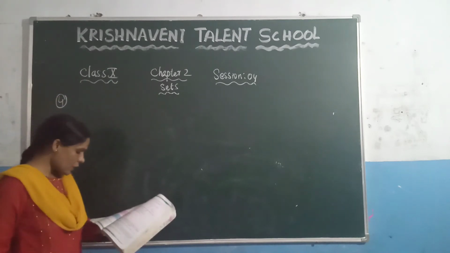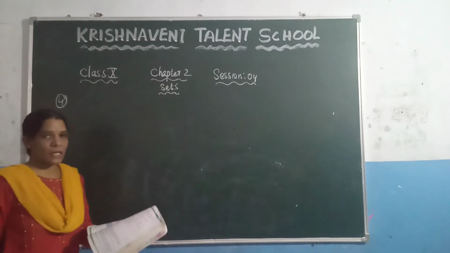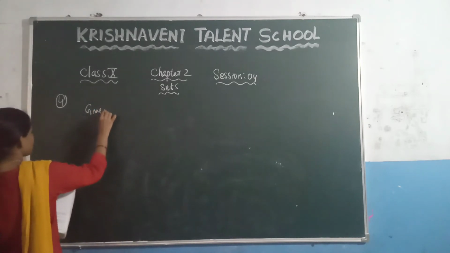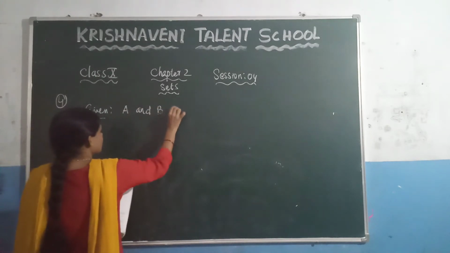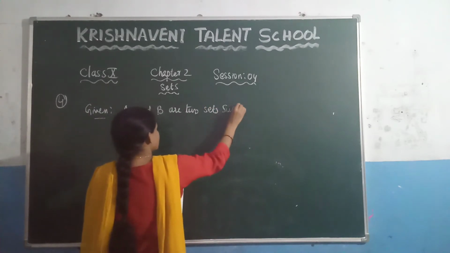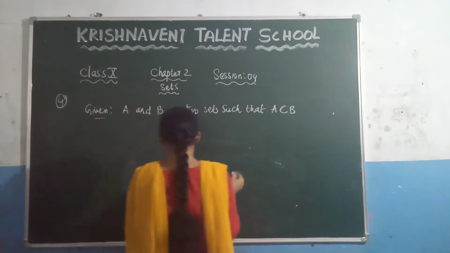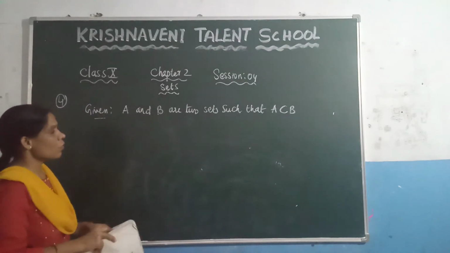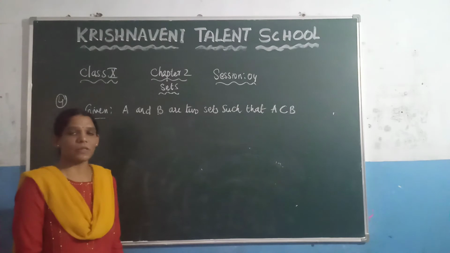What they have given here: if A and B are two sets such that A is a proper subset of B, then what is A union B? This is the condition given here. You need to find what is A union B. What are the elements that are present in A union B? That means you need to write the elements that are present in both A and B.